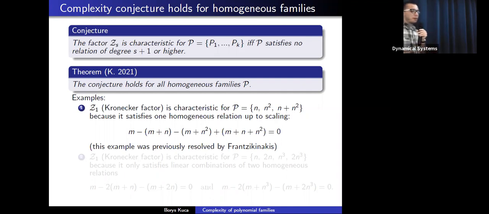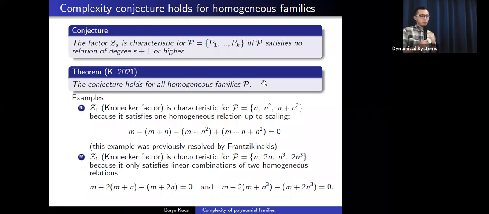Now, this example has already been proved before by Nikos Frantzikinakis. However, the following example is new. So this family I have not discussed before. It's n, 2n, n cubed, 2n cubed. However, you can hopefully see quite easily that it satisfies only two homogeneous relations. And these are the linear relations given at the bottom. And so since it only satisfies linear relations, it's homogeneous by definition. And so by that theorem, the Kronecker factor Z1 is characteristic for this family.